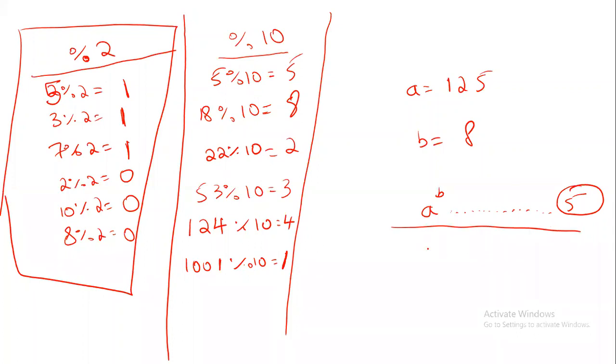For example, if the A value is 2 and B value is 5, you have to find A to the power B, which means 2 to the power 5. What is 2 to the power 5? 32. In the 32, you have to find the last digit. What's the last digit of 32? That is 2. So this was the question asked. You have to find 125 to the power 8, and whatever is the result, the last digit you have to print.